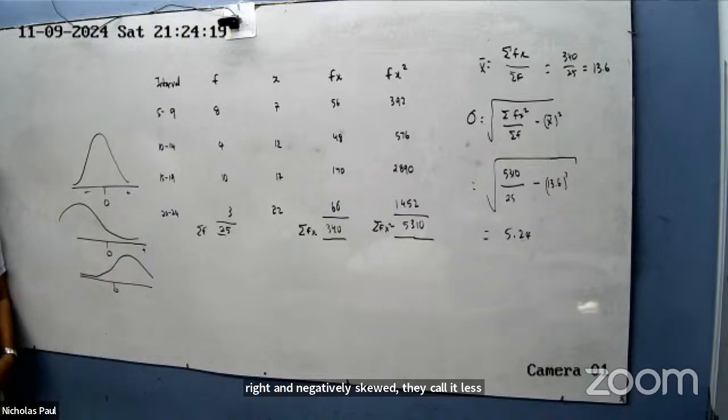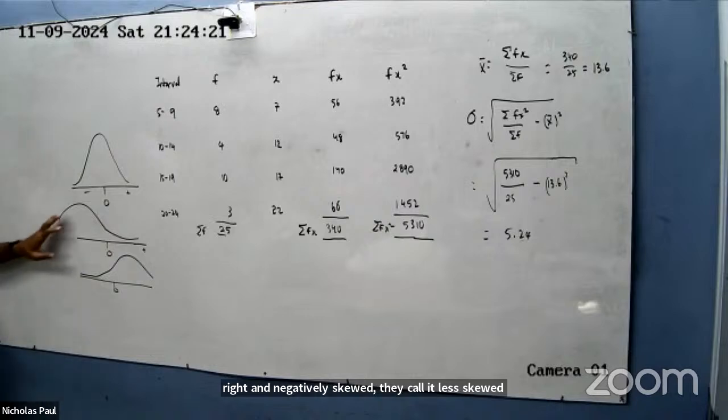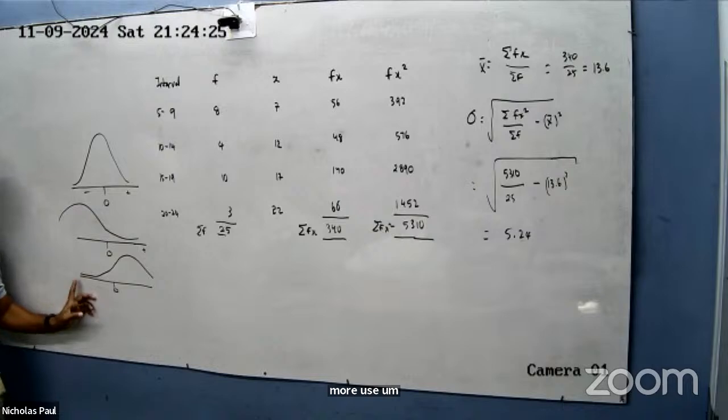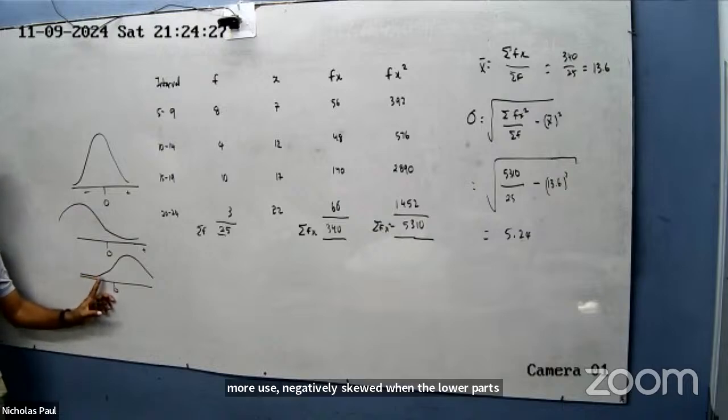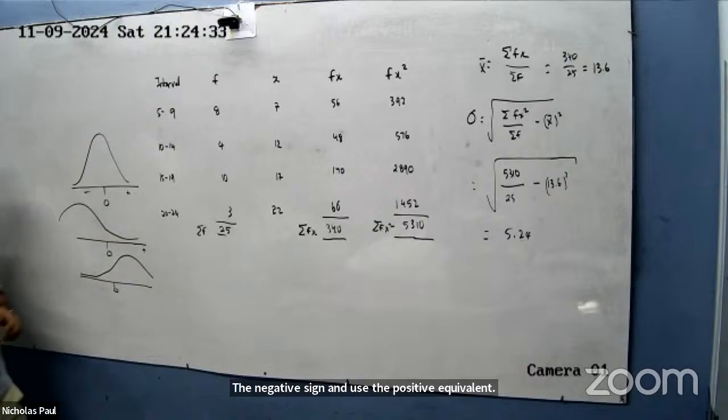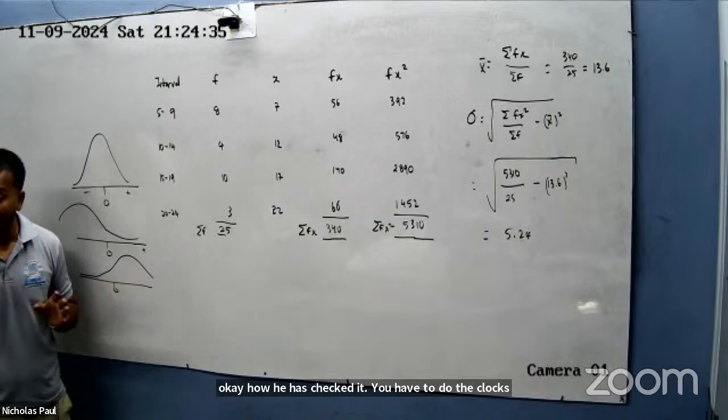But we don't really use left and right. We more use negatively skewed when the lower part is on the negative side, and we use positively skewed otherwise. How do you get it? You have to do the box and whisker and look at how it's shaped.